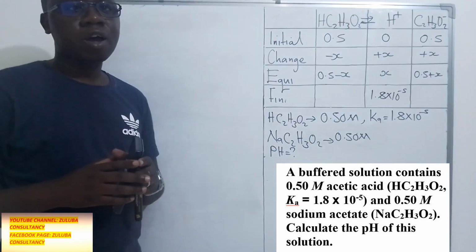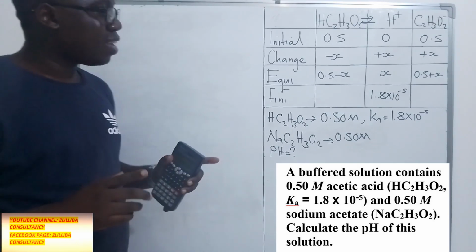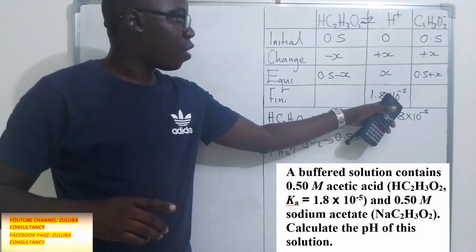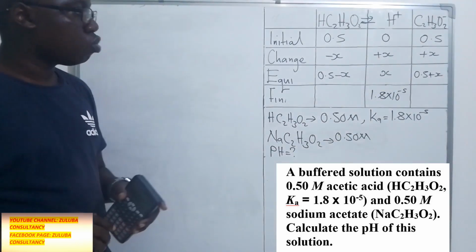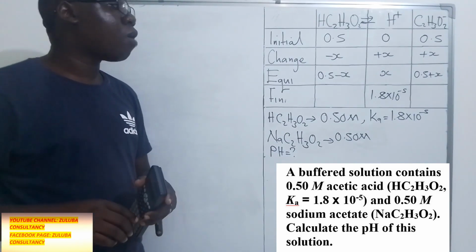This is the concentration of the hydrogen ions. Having reached this far, we have found the concentration of hydrogen ions, which is 1.8 times 10 to the power negative 5.